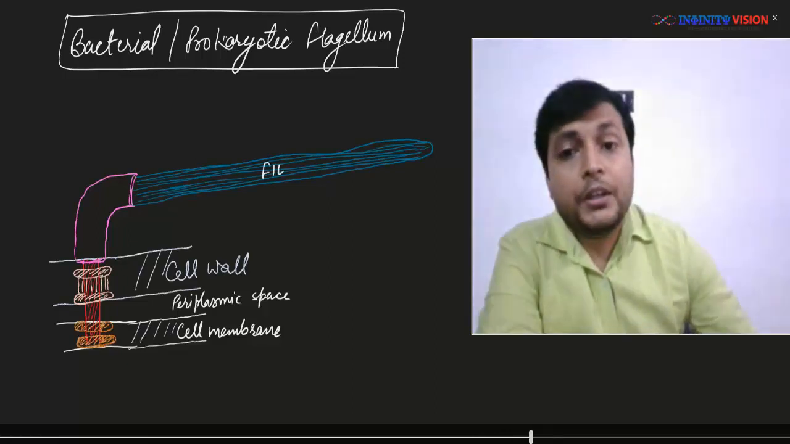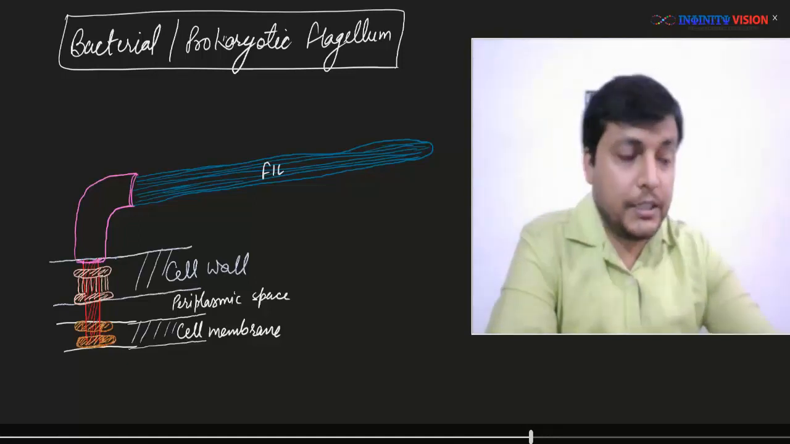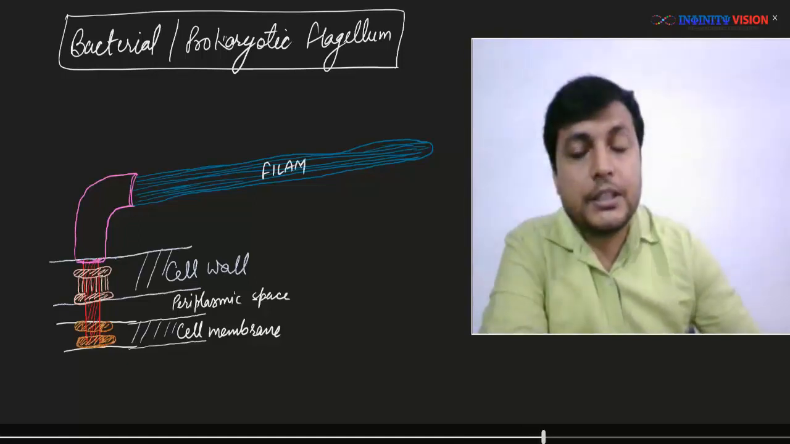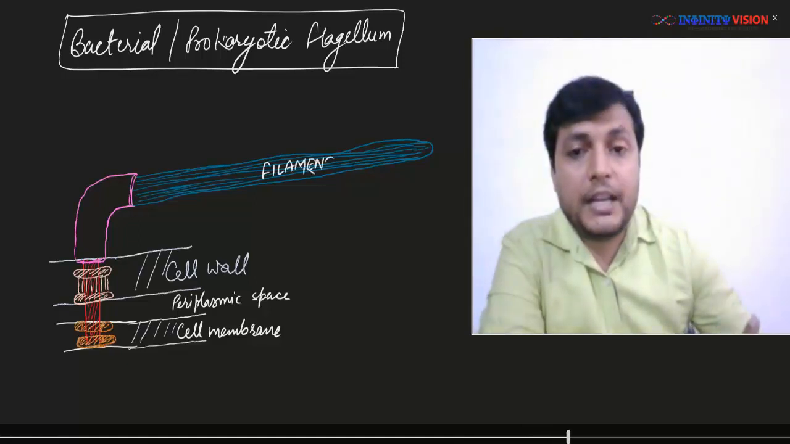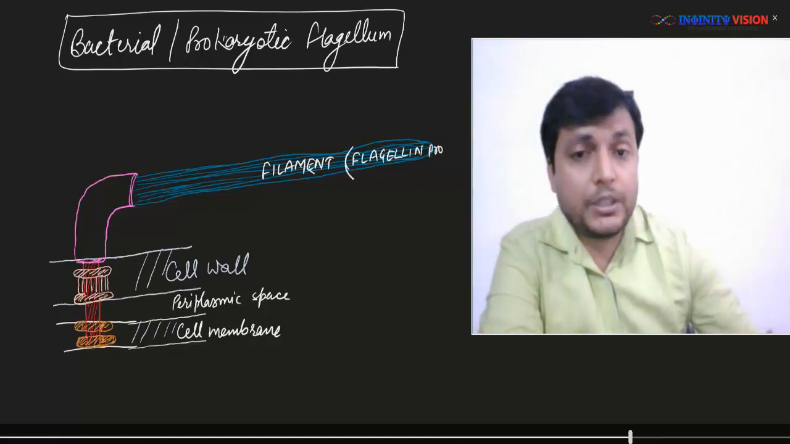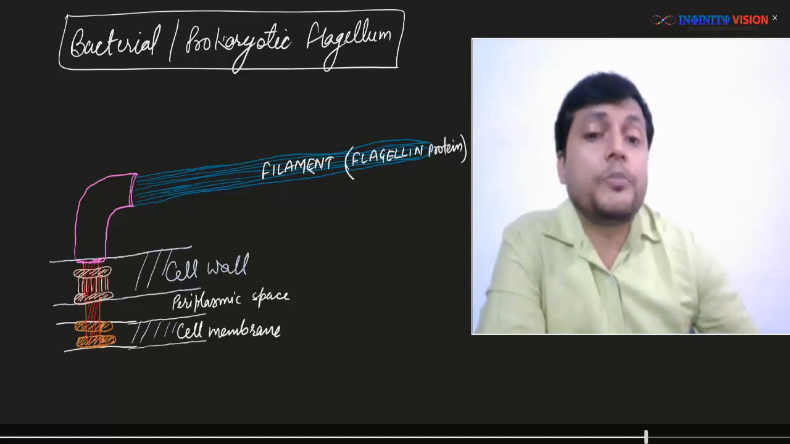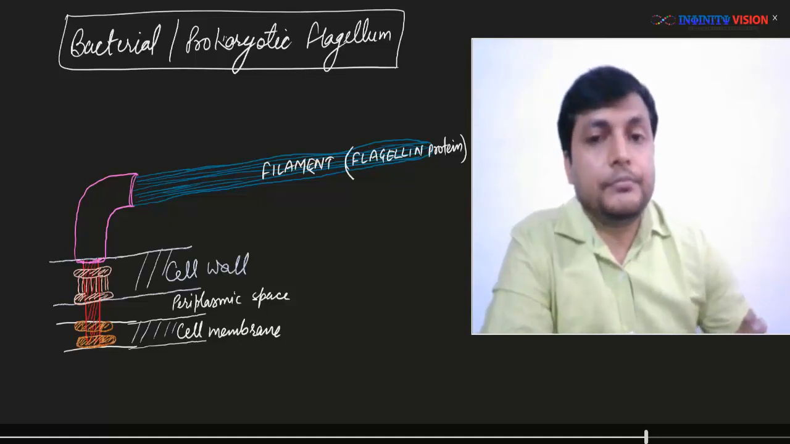Now, this blue part, this elongated whip-like part is called filament. This is the filament of the flagella, or flagellum. And this filament is made up of flagellin protein. It is made up of a 4+4 arrangement of flagellin protein.